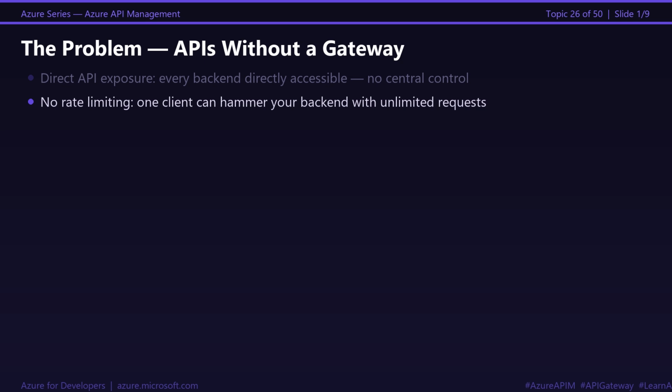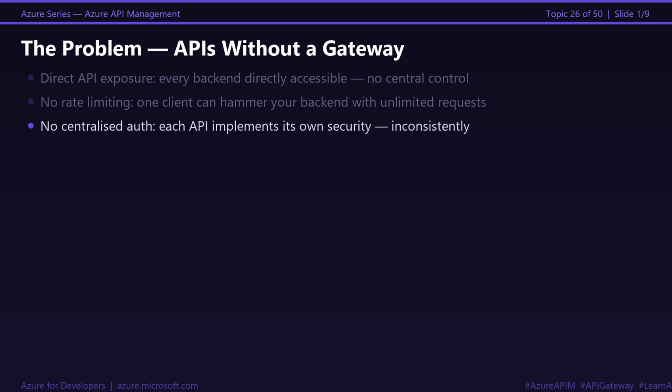Meanwhile, a bot discovers one of the public endpoints and starts hammering it. No rate limiting. The backend goes down. This is the reality for most organizations that grew their APIs organically. Azure API Management solves every one of these problems at once.